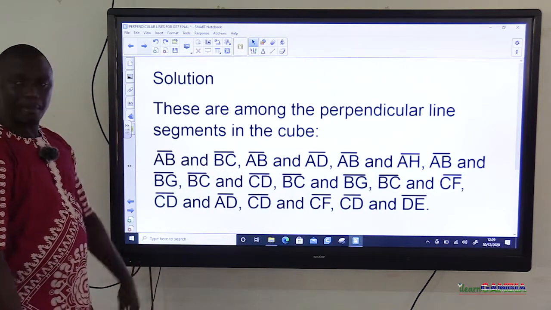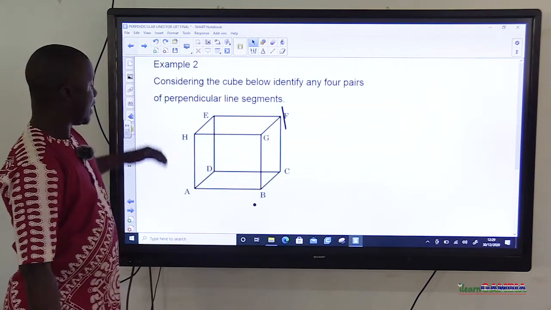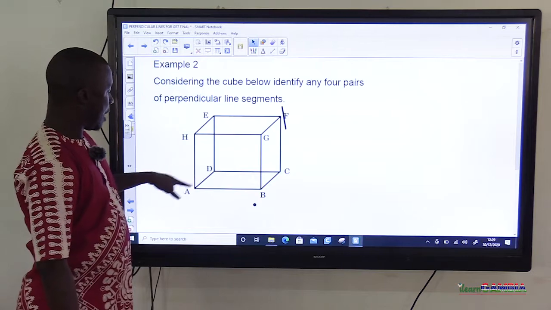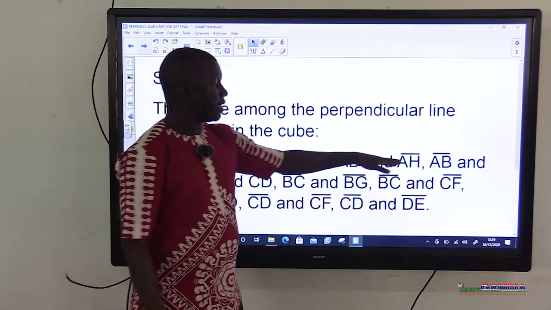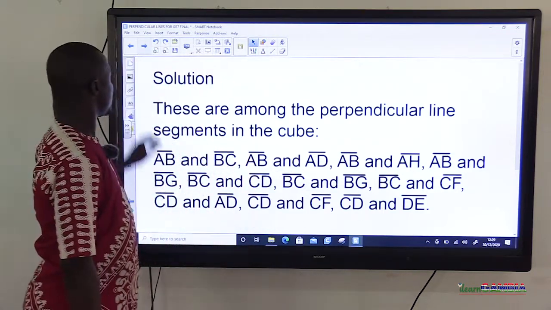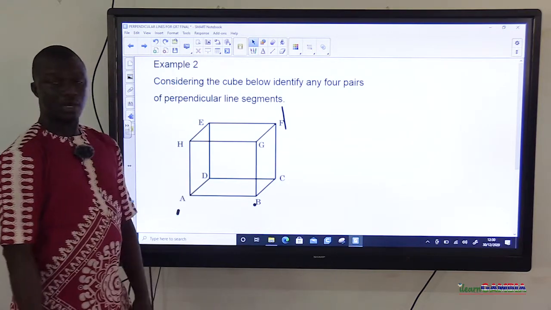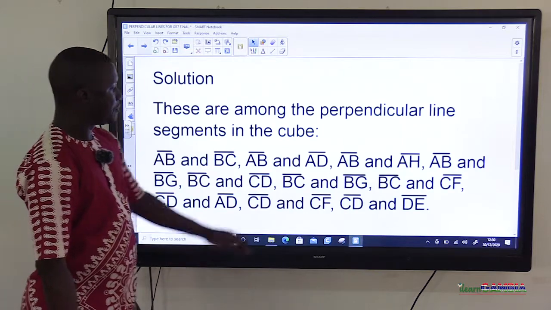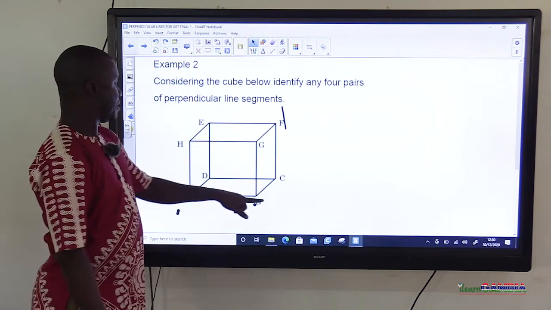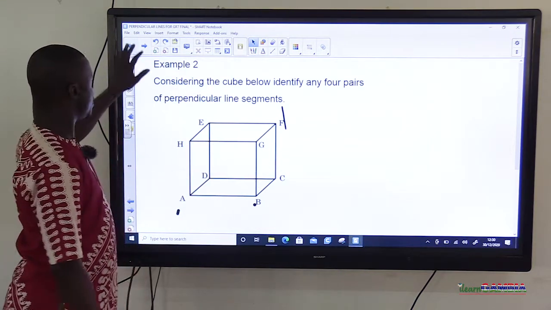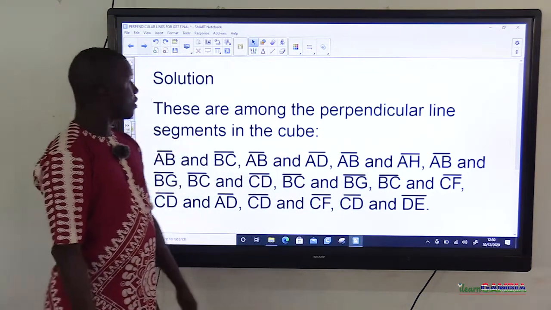AB and BC are perpendicular. AB and AD are perpendicular because they form a right angle here. AB and AH are also perpendicular. AB and BG are also perpendicular. We said all this before. So as you can see, there are a bunch of line segments that are perpendicular to each other.